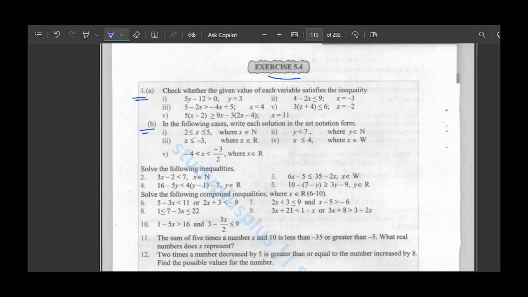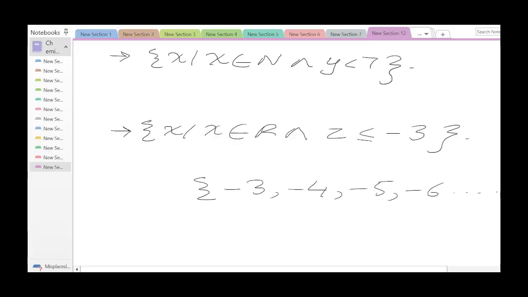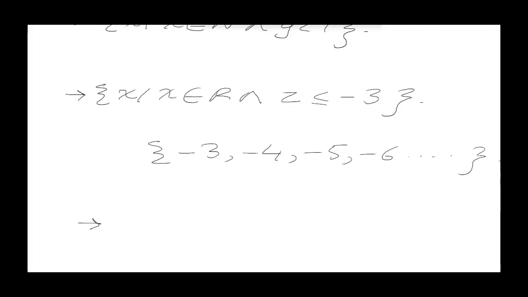Okay, now let's move on to part 4, where we have x is less than negative 4, where x belongs to the set of whole numbers. Whole numbers are those numbers that start from 1, 2, 3, 4, and so on. So how can we write part 4 in set notation? We can write x such that x belongs to the set of whole numbers and x is less than or equal to 4. So we're going to write that.